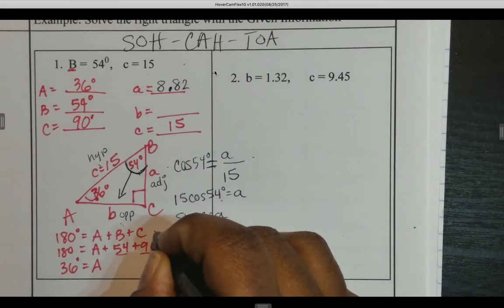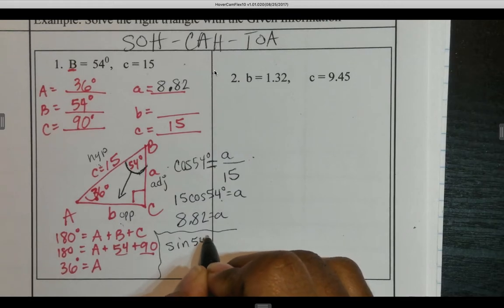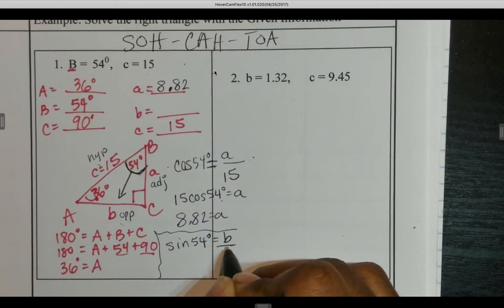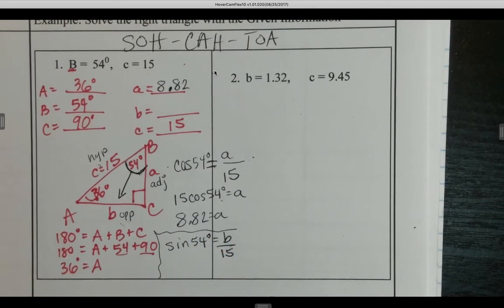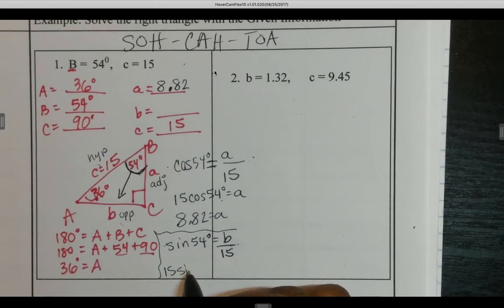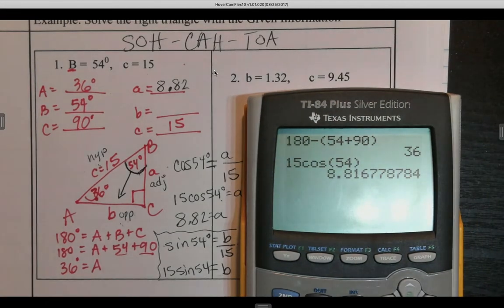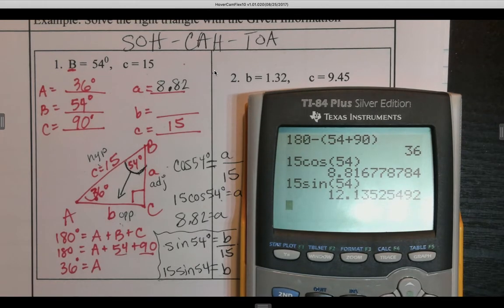We're running out of space here. All right. So sine of 54 equals my opposite side over my hypotenuse. And just like with the cosine, if I multiply by 15 on both sides, I get 15 sine of 54 degrees equals B. I'll plug that in my calculator, and now I have side B. So I have 15 sine of 54. That's 12.135. I'll round it to two numbers after the decimal, so 12.14.